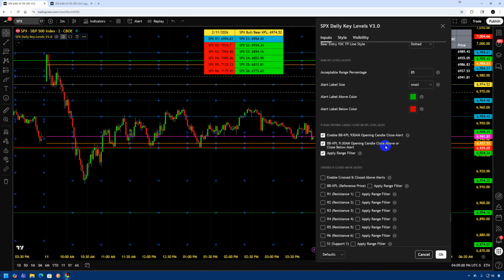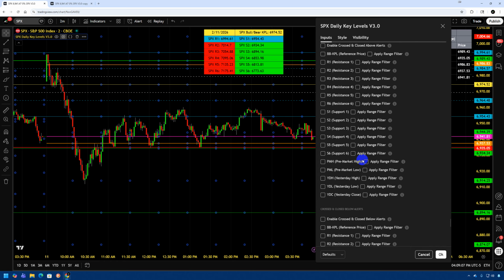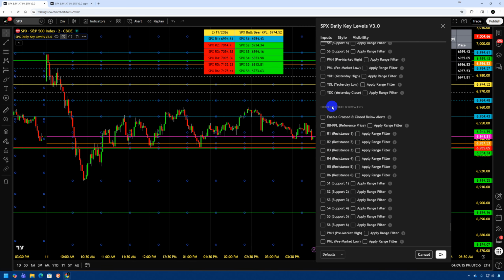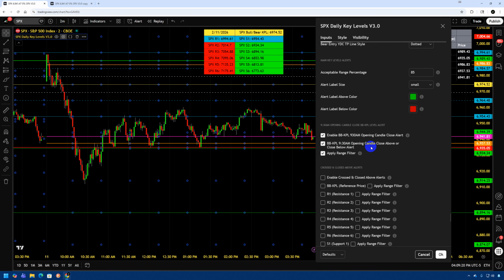So this is a candle close above or below alert. The other alerts are separated, and you can individually turn on crossed and closed above alerts for specific levels and crossed and closed below alerts. This is the only alert that is a dual alert, closed above or closed below.